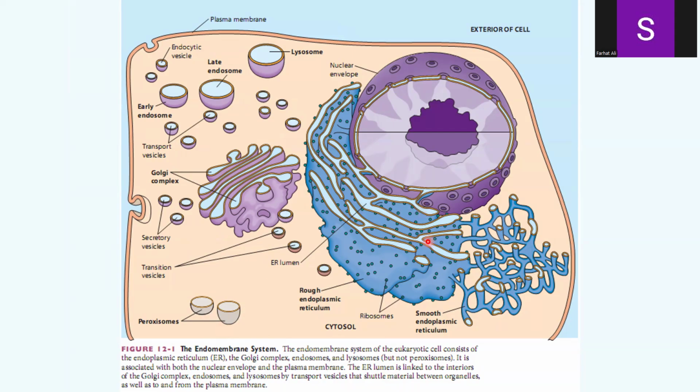So collectively, this system, which is made up of the endoplasmic reticulum, Golgi, lysosomes, peroxisomes, and different types of vesicles, is called the endomembrane system. The components of the endomembrane system are surrounded by a single membrane. Now we are going to look at these different constituents of the endomembrane system one by one.